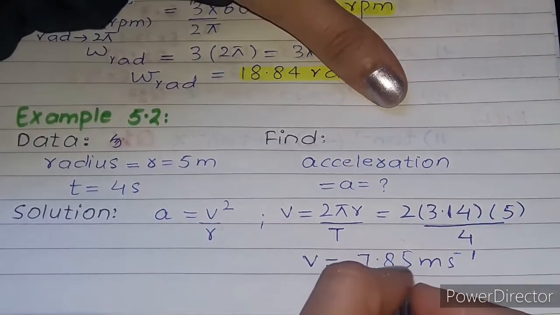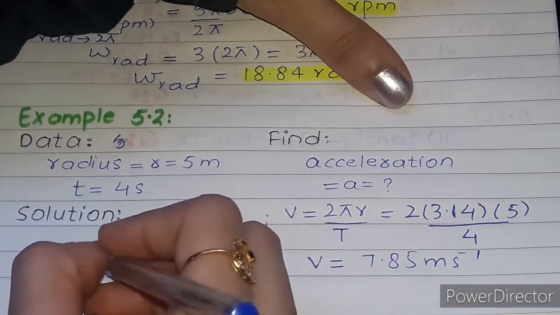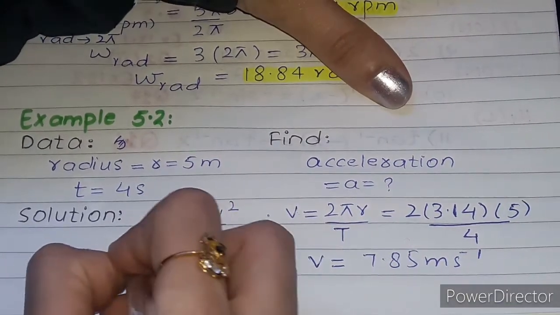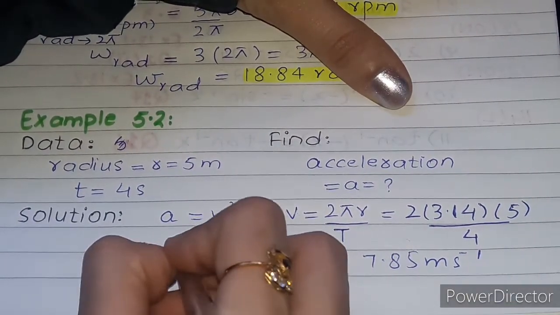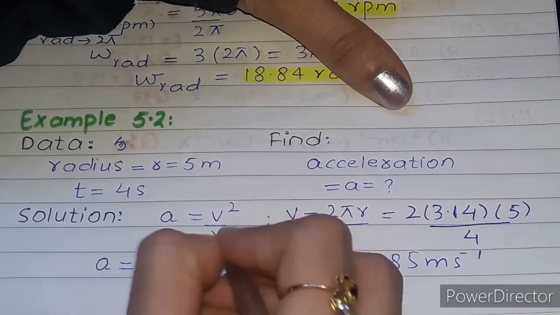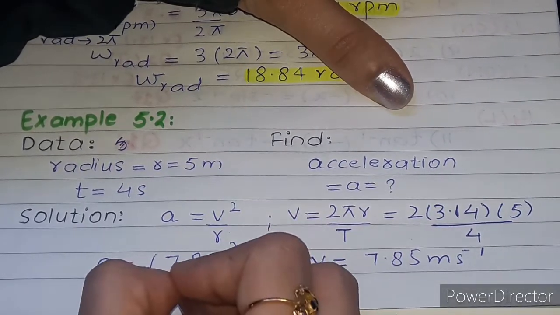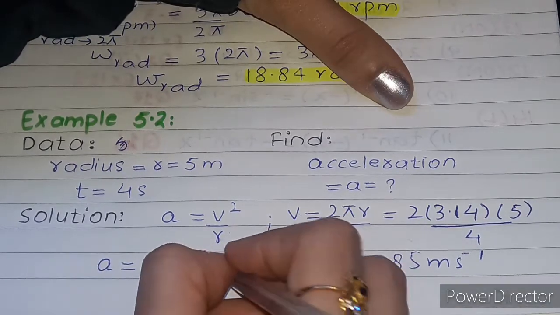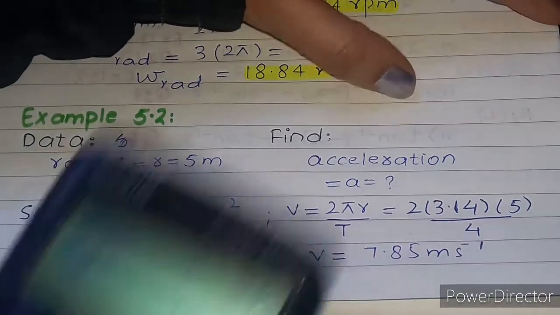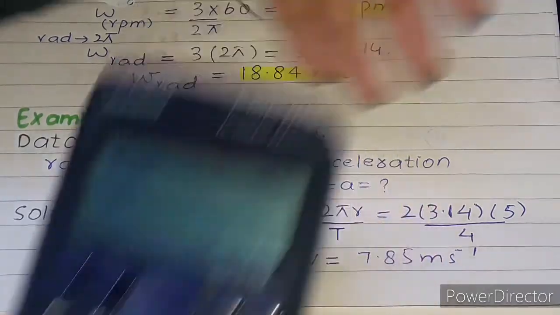Now we will put this value of v in the equation for acceleration. So it will be 7.85 square divided by 5. So it would be 12.32.